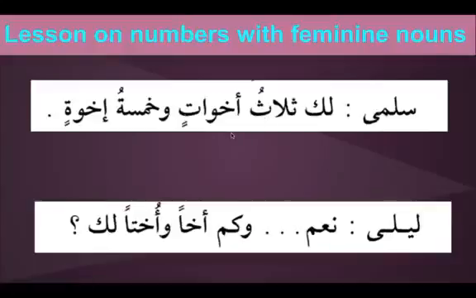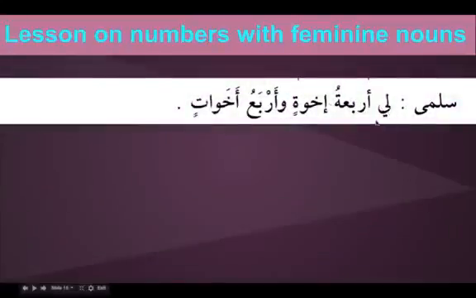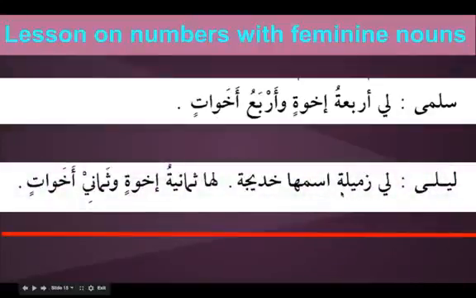So Laila asks Salma, wa kam akhan wa ukhtan laki. So how many brothers, sisters you have? Salma says, I have li. So it's jar majroor, shibu jumla khabar muqaddam. Arba'atu ikhwatin. Four brothers. Wa arba'u akhawatin. So four sisters. Layla is telling, li zamilatun. See, li is again jar majroor, shibu jumla khabar muqaddam. Zamilatun. So now we know it is mubtada muakhar, it is indefinite.